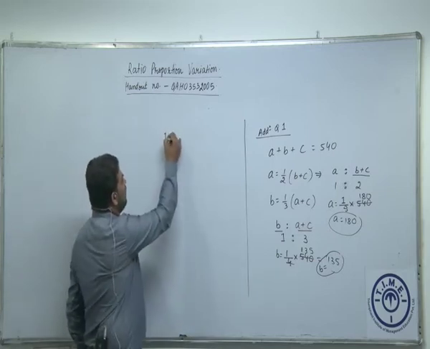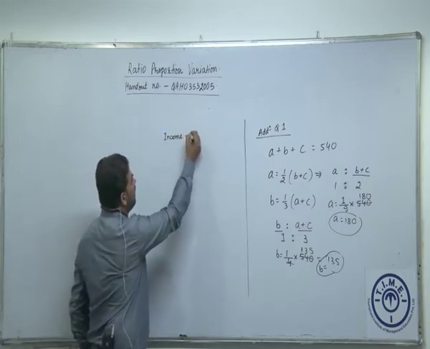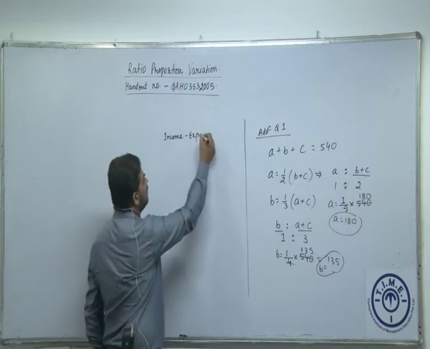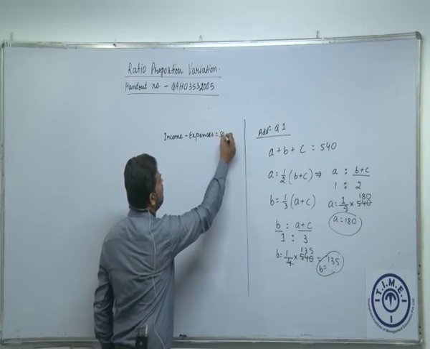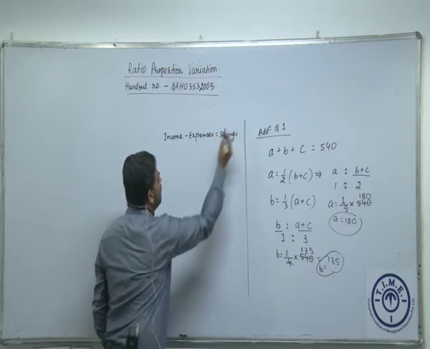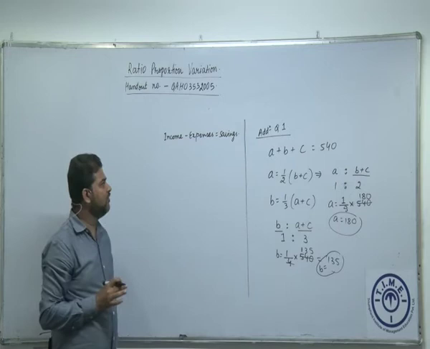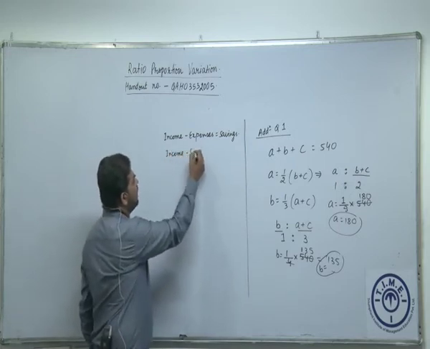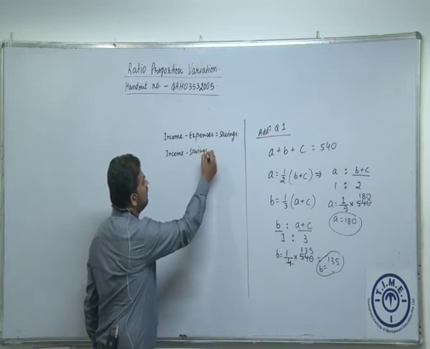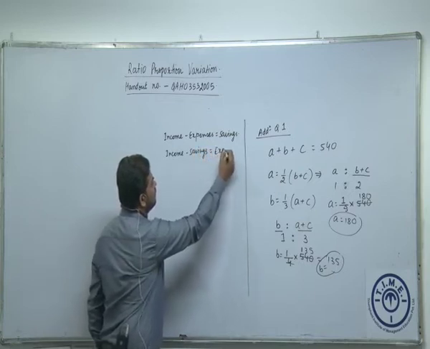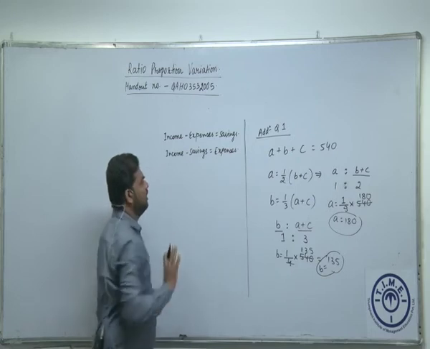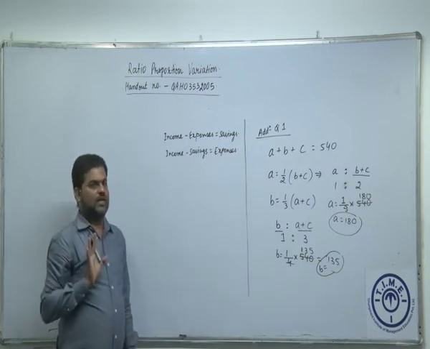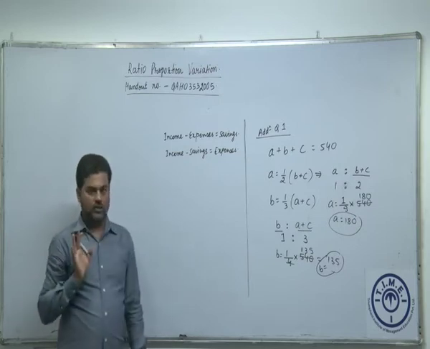So can I say income minus expenses or income minus expenditure, that will be equal to savings, right? Income minus expenses is equal to savings. Or you can also say that income minus savings is equal to expenses. You can also look at it this way. Okay. So let us look at one example where we will use this.